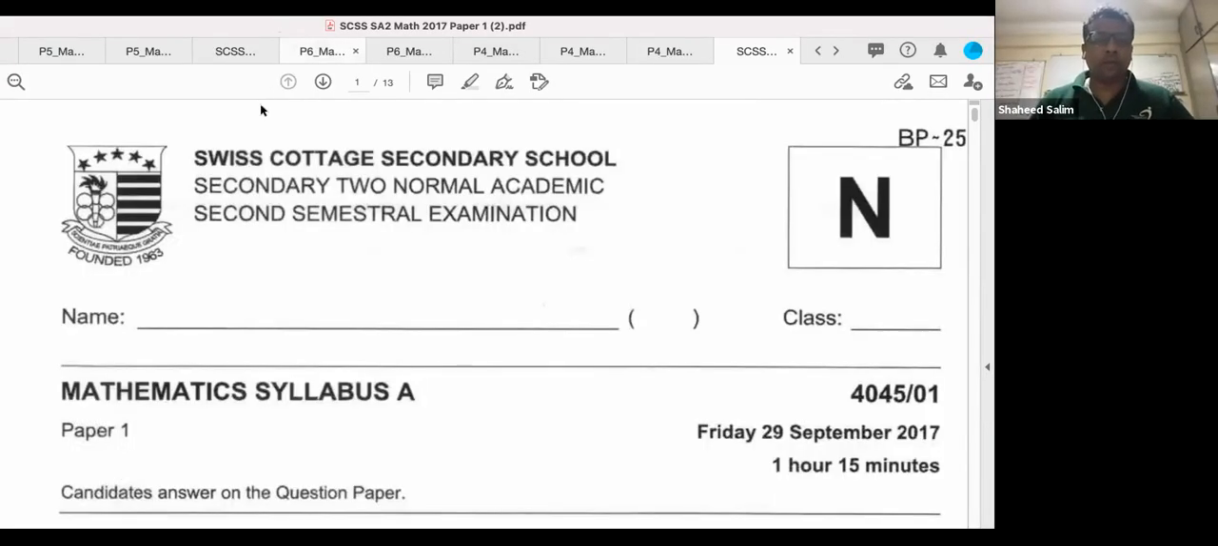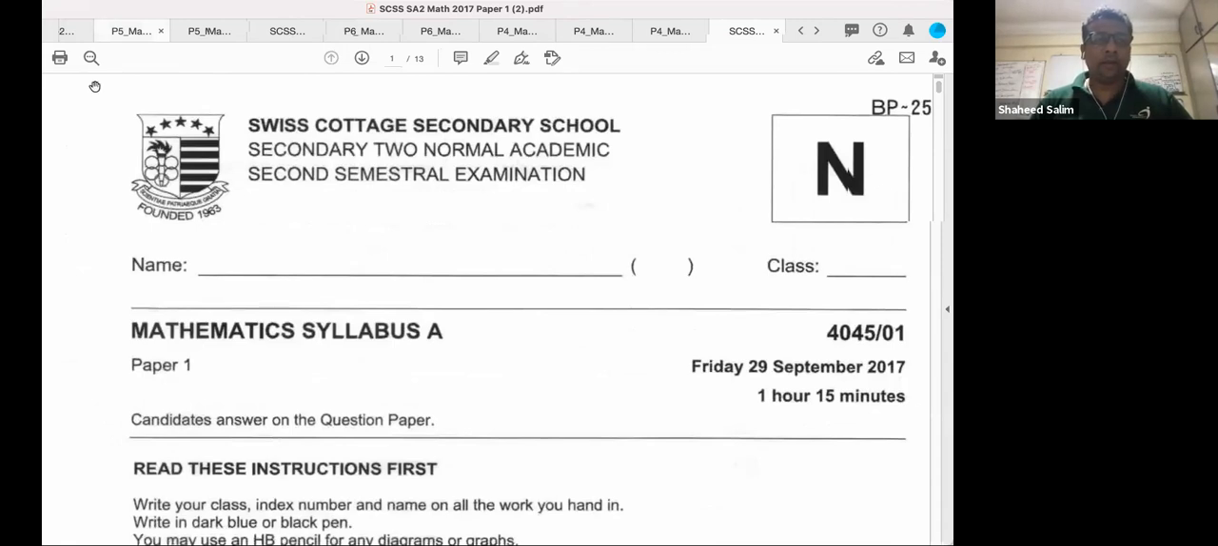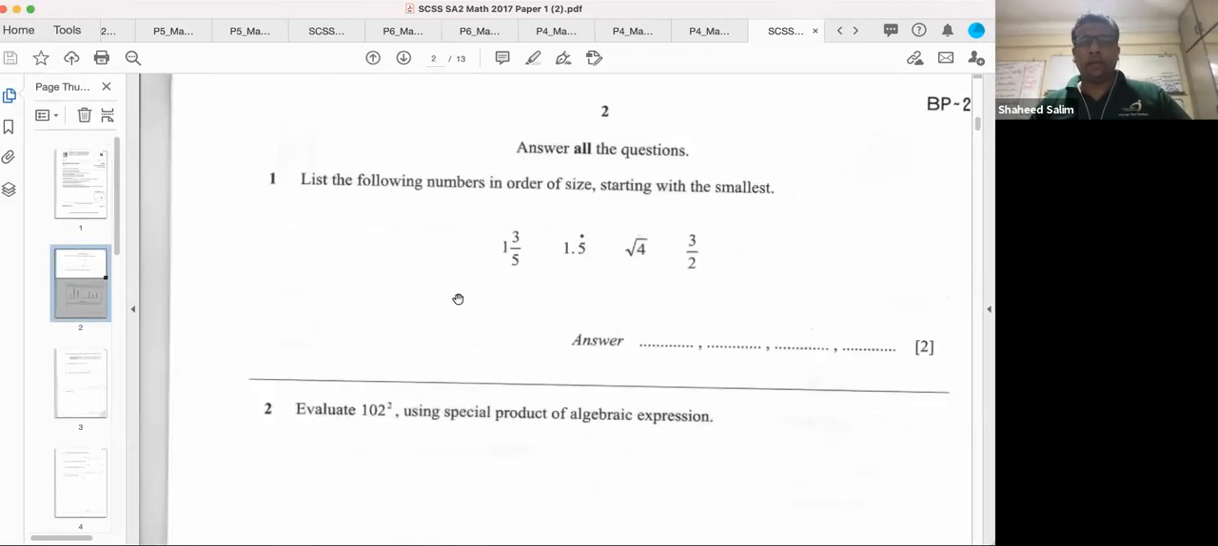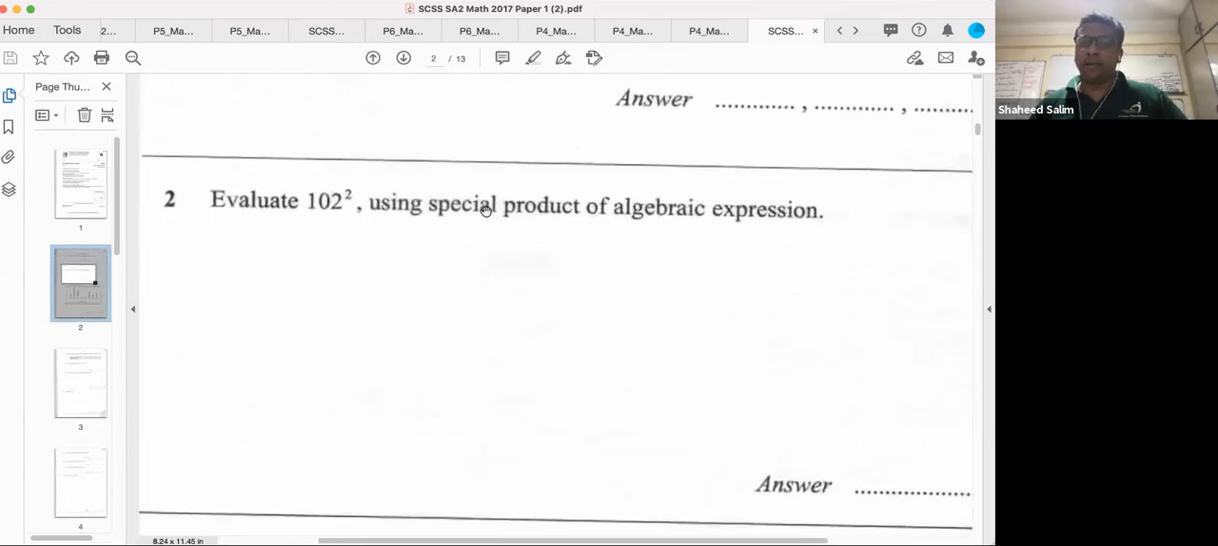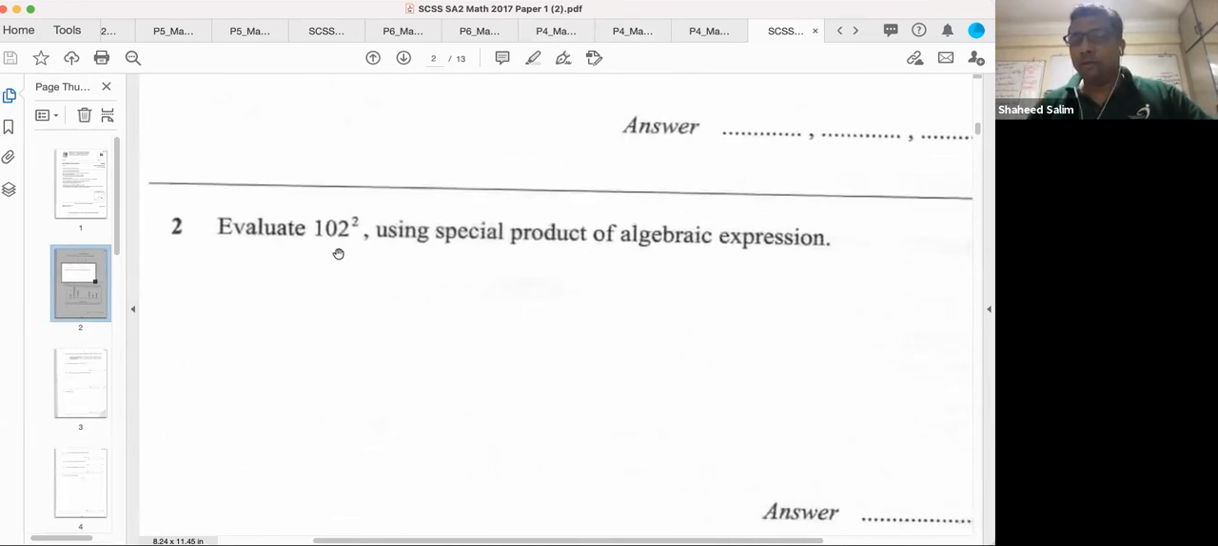Okay, this is the Swiss Cottage one. Do you remember how we do this one? I can change the question, but we use this one first. Do you remember how to do this? It is (A plus B) squared. Okay, you tell me now. I'm going to do (A plus B) squared.